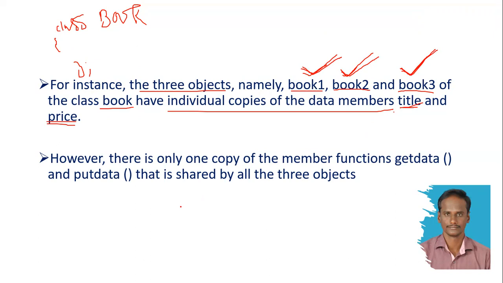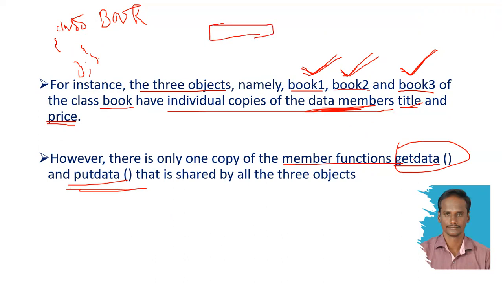Okay, so what about member functions? What we have discussed previously are the data members, title and price. Now we have member functions called get data and put data. While declaring the member functions get data and put data inside the class, at that time itself a common copy of memory space is created for get data and put data. So book 1, book 2, and book 3 share the same memory space.